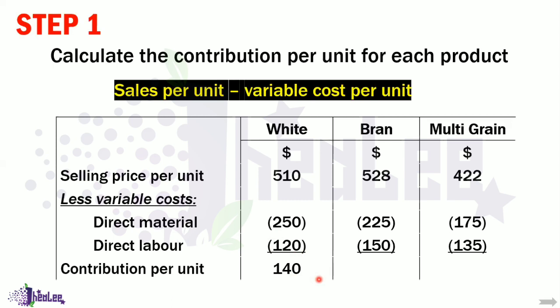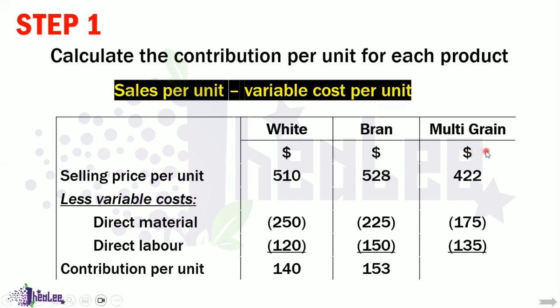For the bran, it is the selling price of $528, subtract direct material cost of $225, and direct labor costs, which are the variable costs. And that gives us a value of $153 for the contribution per unit for bran.